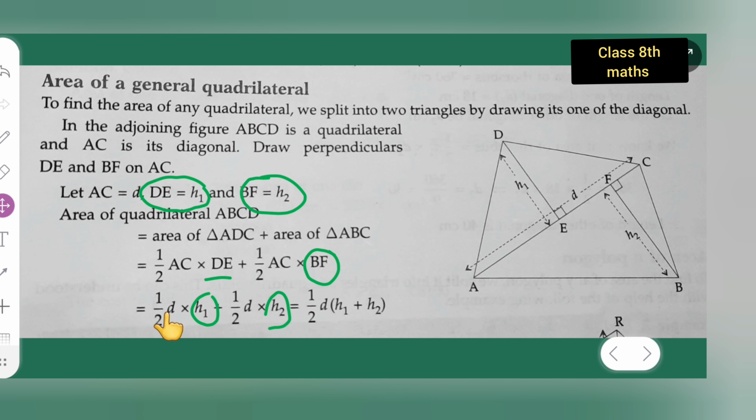And this will be half, d is common, and in the bracket you write h1 plus h2. So this is the formula for the area of quadrilateral ABCD. I hope you have understood how to do this.